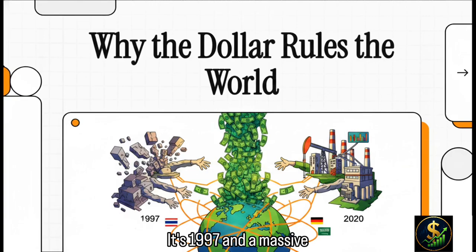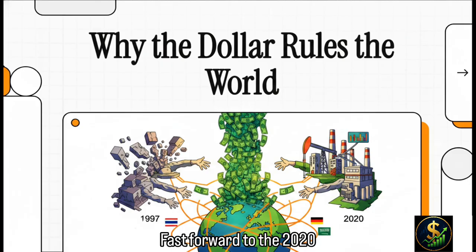It's 1997, and a massive currency crisis is absolutely tearing through Asia. I mean, entire economies in Thailand, Indonesia, and South Korea are collapsing practically overnight. And what do these governments and panicked citizens scramble for? It's not gold, it's not euros, they are begging for US dollars.